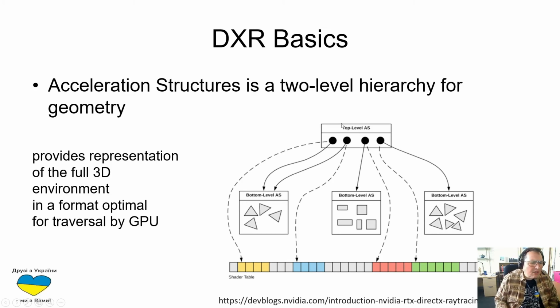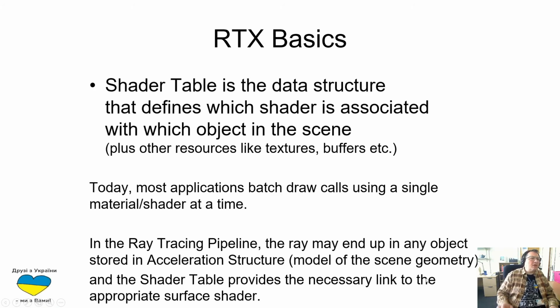So as you can see, this hierarchy of 3D objects is traversed by the GPU, and eventually it is decided which fragment in which object should be rendered. But for this, we need a structure that is known as a shader table. This is a data structure that defines which shader is associated with which object in the scene.